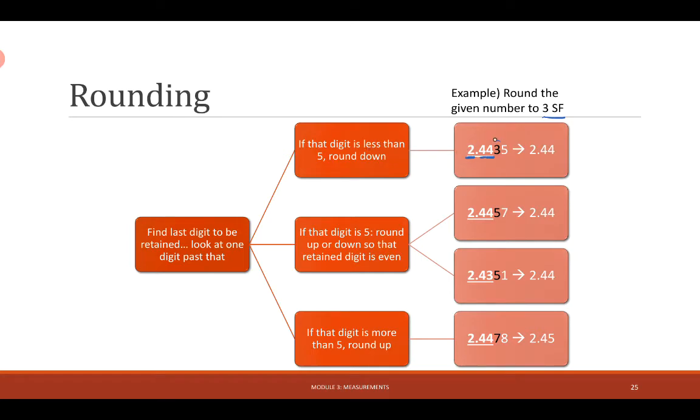If the digit right after the digits that are retained is less than 5, then we're going to round down. When it rounds down, that becomes a 0, and we don't write the 0 afterwards. That would be 2.44, and then that becomes a 0, and so that just drops off. So if the one digit past the digits to be retained is a 0, 1, 2, 3, or 4, round down.